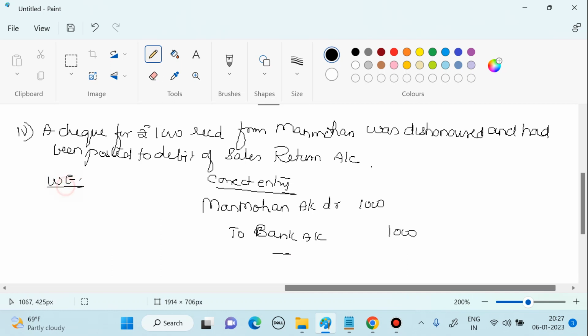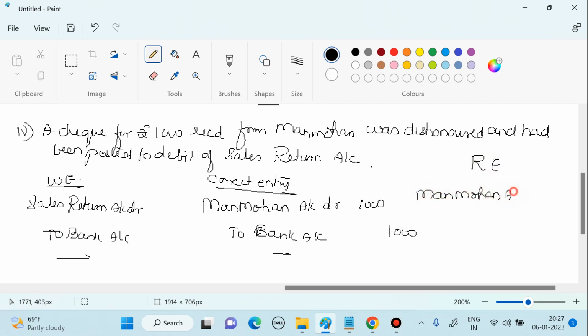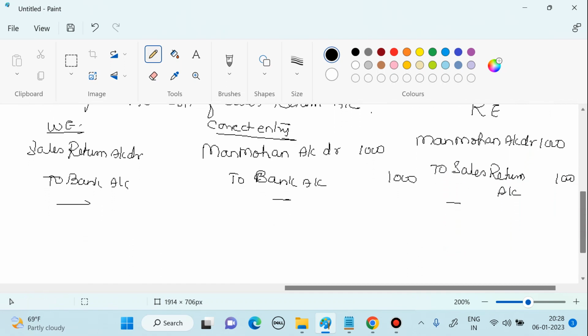But what was the wrong entry done? They debited to sales return. So what they did? They wrote sales return account debit to bank. So how to rectify this? Problem is not with the bank account. Problem is with the debits. So to rectify it, what we'll do? We have to debit Manmohan account, and by that we are creating this account in the books as debtor. We have to nullify the debit wrongly given to sales return account by crediting it. Clear, everybody? Yes.